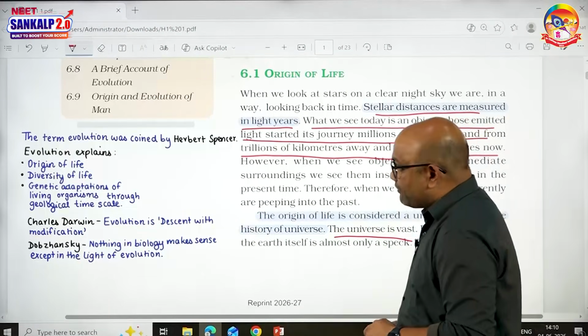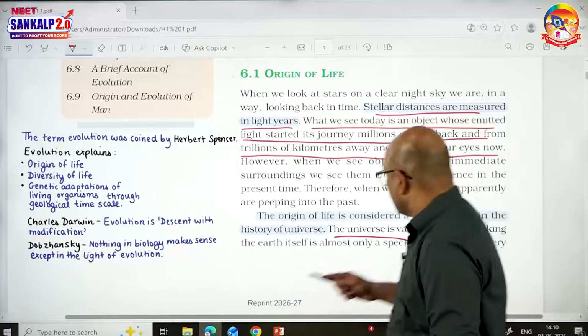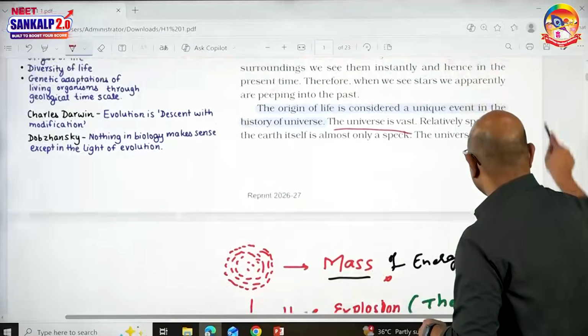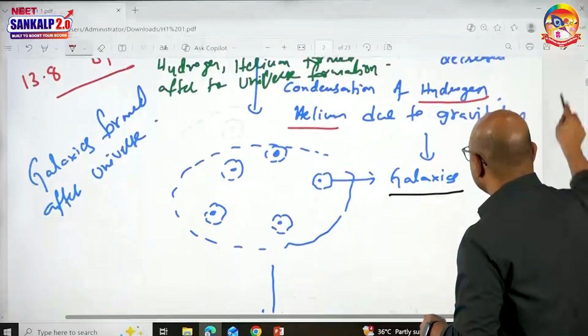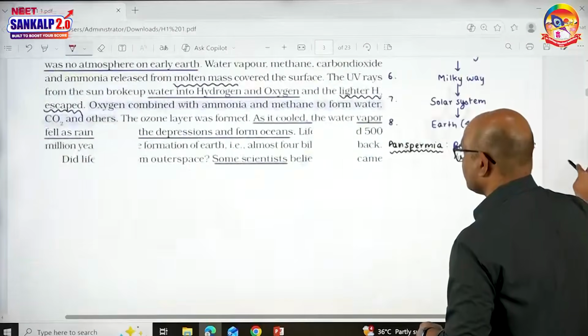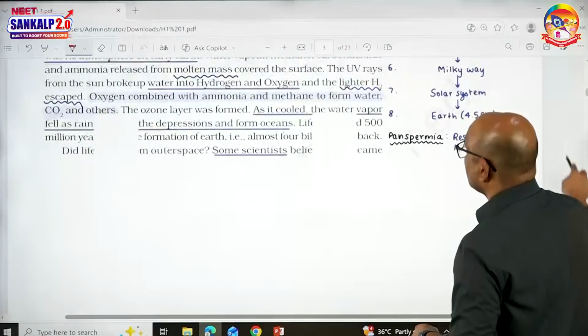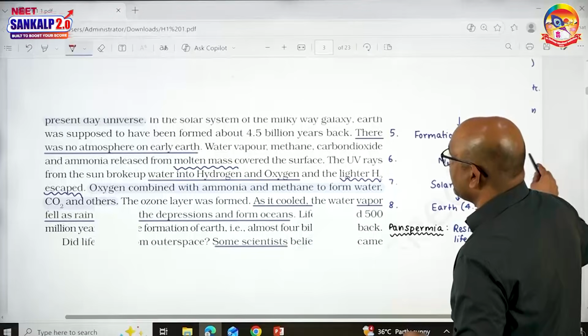So in the origin of life, we have several theories. Let us discuss the theories one by one. Important point, let me underline here.